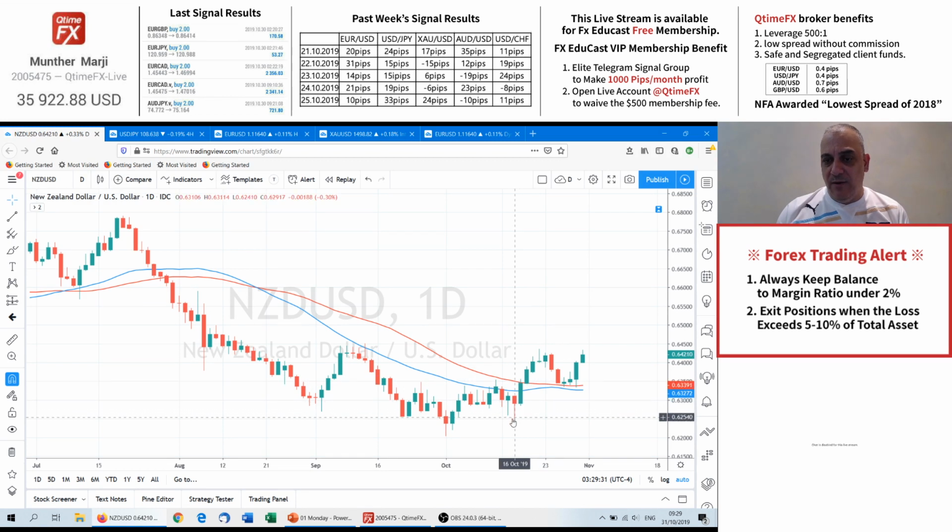Okay, we dropped a little bit, and then we saw 3 good days for the Kiwi, pushing the price above my moving average band. Of course, you know that I use the 49 and the 35 simple moving averages.